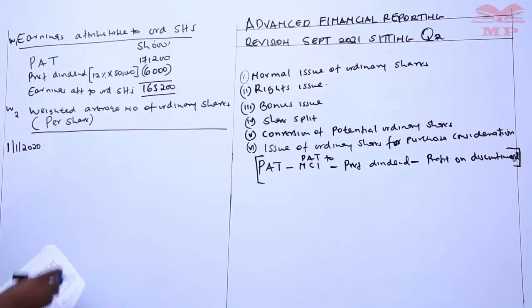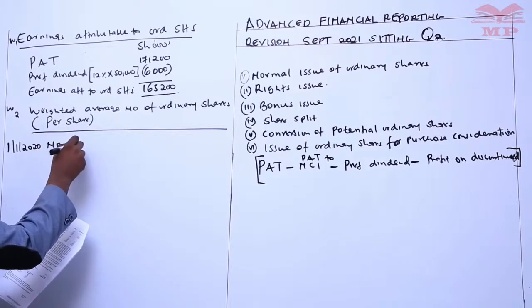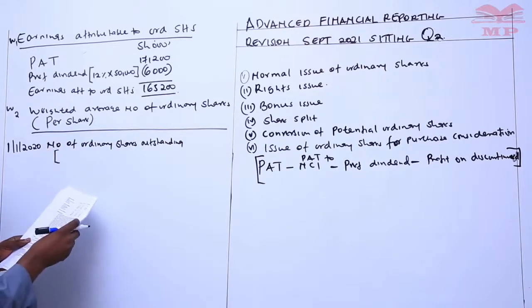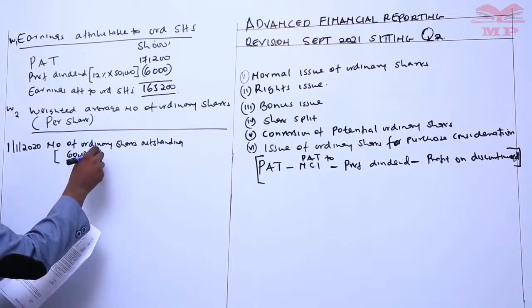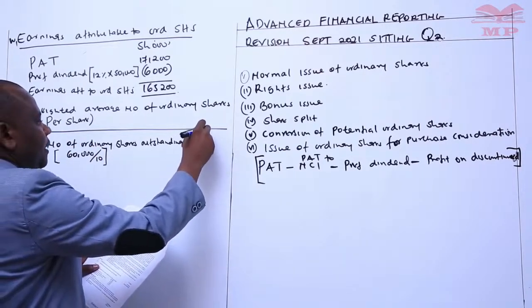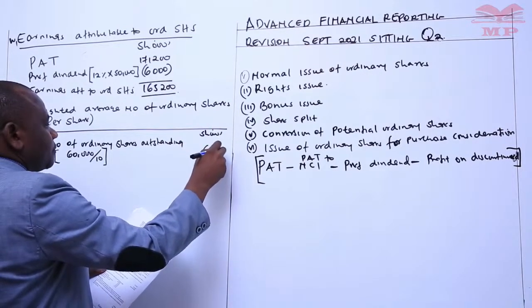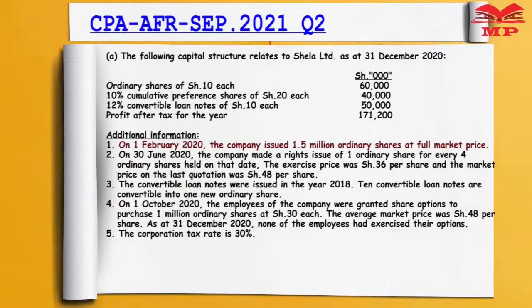Okay, so opening balance. So number of ordinary shares outstanding, in brackets, 60,000 divided by 10. So shillings in thousands here. So this is 6,000. Then we can proceed to the additional information. One, on February 2020, the company issued 1.5 million ordinary shares at full market price.